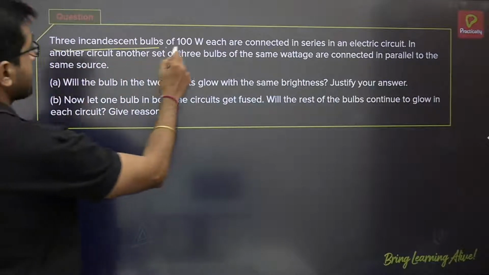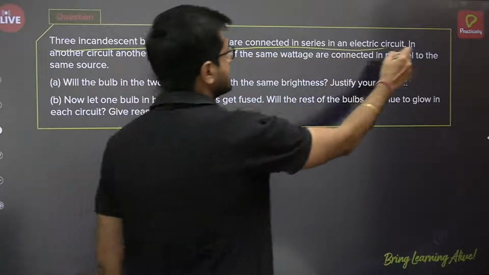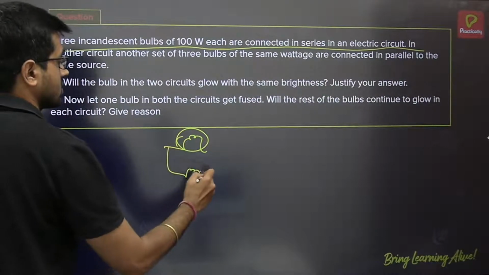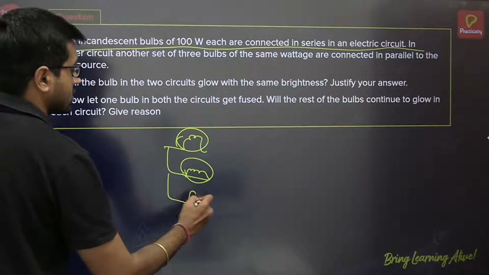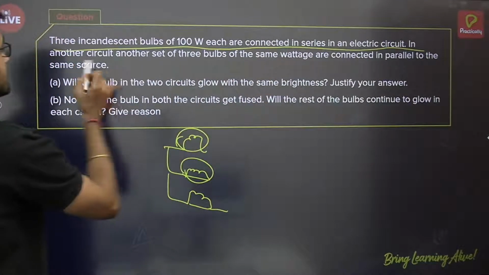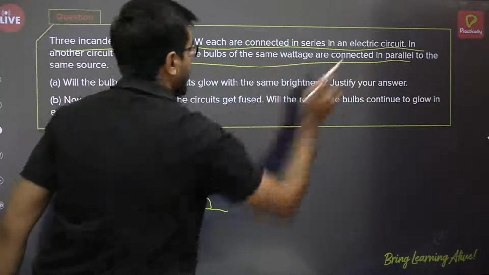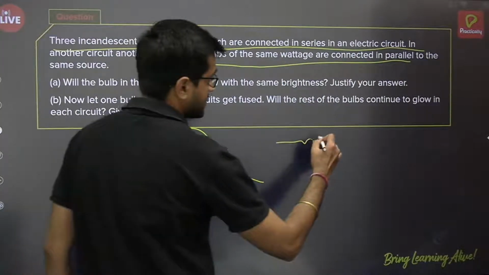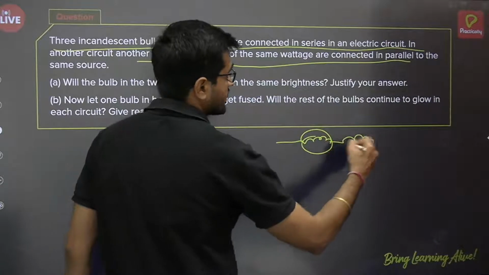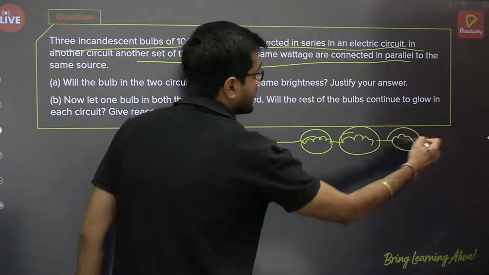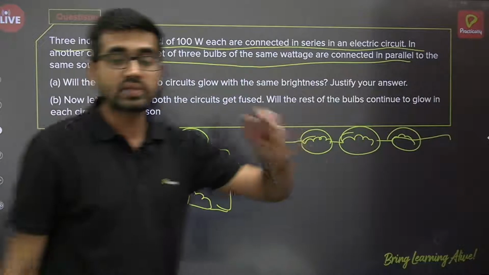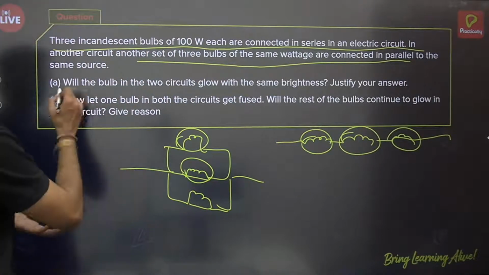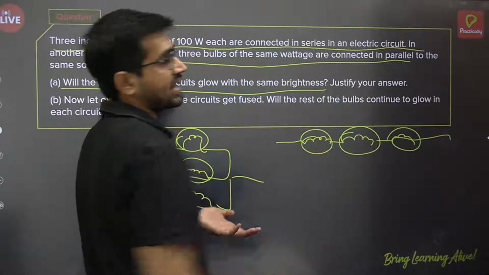3 incandescent bulbs of 100 watt each are connected in series in an electric circuit. So there are 3 bulbs. I have to connect them in parallel and in series, okay? Parallel and series. This is my parallel combination, and I'm just doing it quickly because you people understand. Now, there are 3 bulbs connected in series and in parallel. Will the bulb in the 2 circuits glow with the same brightness?